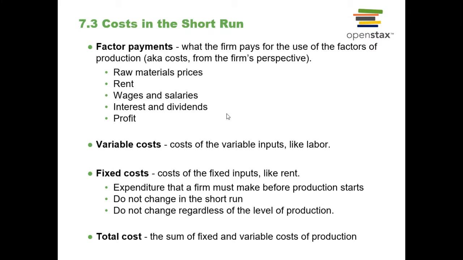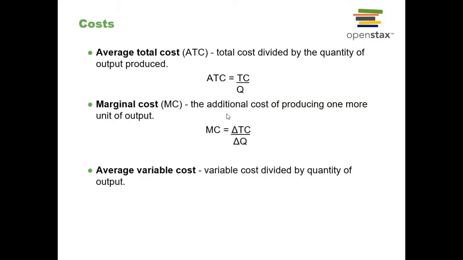Variable costs are the inputs like labor, the ones that vary in the short run, whereas fixed costs do not vary. So the total cost is just your variable plus your fixed costs. Simple enough. We're also concerned about average total cost, which is your total cost divided by quantity, as that will help us determine how profitable the firm is, and the marginal cost, the additional cost of producing one more unit of output. The marginal cost is going to be key there. Marginal cost is going to help us determine where the profit maximizing point is.